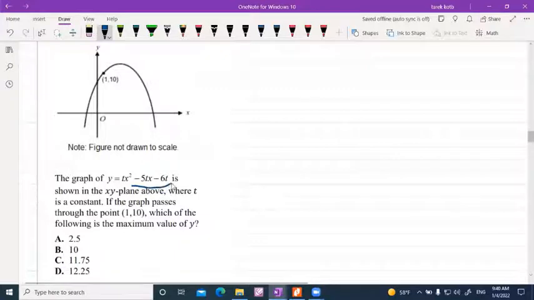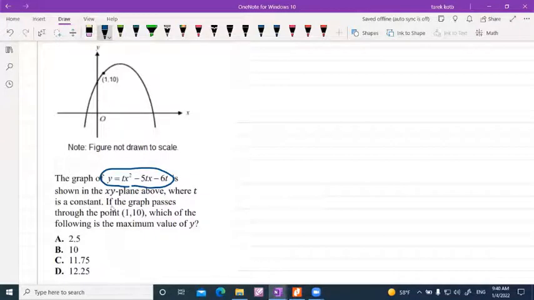Number 8. I have a quadratic graph, as you see, and this is the equation of the quadratic graph, which includes t. Shown in the xy plane above, t is a constant, if the graph passes through the point (1, 10). Which of the following is the maximum value of y? You can get the maximum value by getting the vertex, which is negative b over 2a. But first I have to get the value of t. If you want to get the value of t, replace the x and y by 1 and 10.